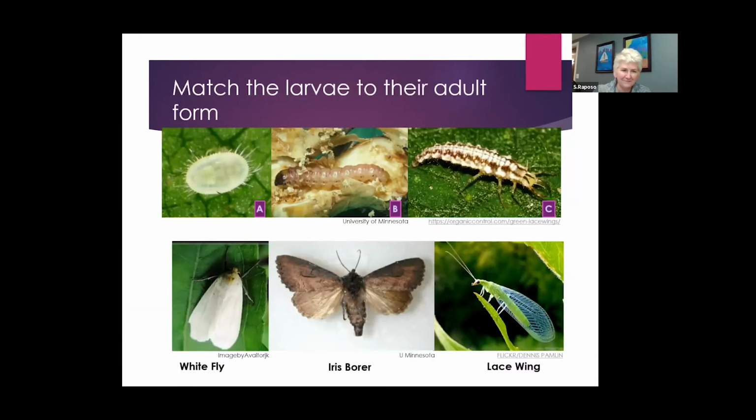Same thing here. You got the white fly on the left, iris borer in the middle, and lacewings on the right, the lacewing being the good guy. But, again, when you look at the larva stage, that lacewing looks pretty scary. It's not something that, if you saw that, you're going to want to grab the insecticide and go crazy because you think you're being invaded by something ugly and bad.